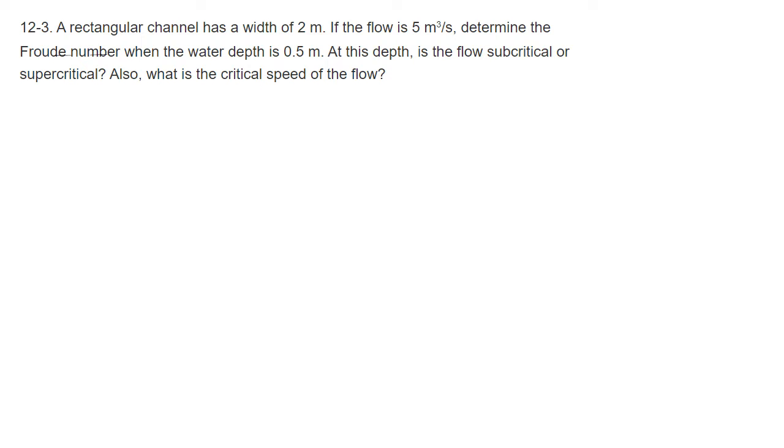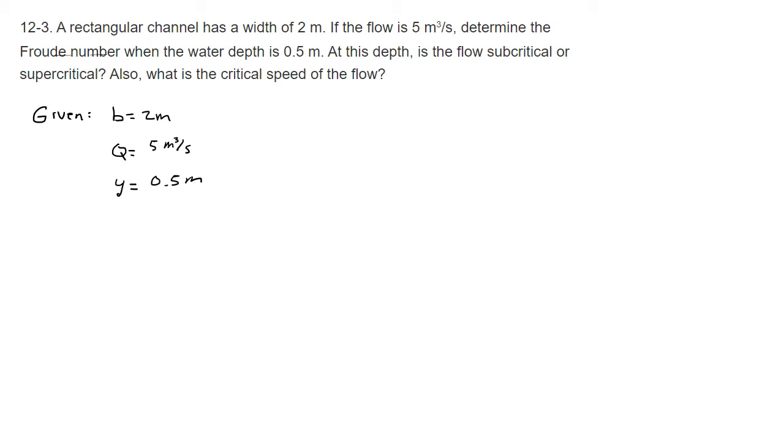So in this example, let's see what we're given. We're given the width of the channel. In the formulas, remember that is B. B is 2 meters. We're given the flow, 5 cubic meters per second. Is that big Q or little q? Oh, that's big Q. We're also given the depth of the water, which is Y, 0.5 meters.